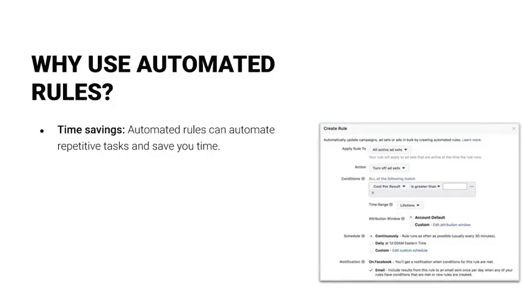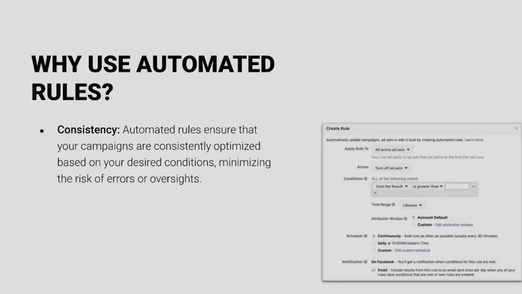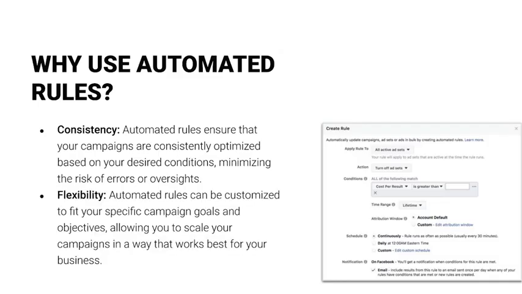So why would you use automated rules? Well, number one, time savings. Automated rules can automate repetitive tasks and save you time. Efficiency. Well, automated rules can make adjustments to your campaigns more quickly and efficiently than manual adjustments. Consistency. Automated rules ensure that your campaigns are consistently optimized based on your desired conditions, minimizing the risk for errors or oversights. And flexibility. Automated rules can be customized to fit your specific campaign goals and objectives, allowing you to scale your campaigns in a way that works best for your business.